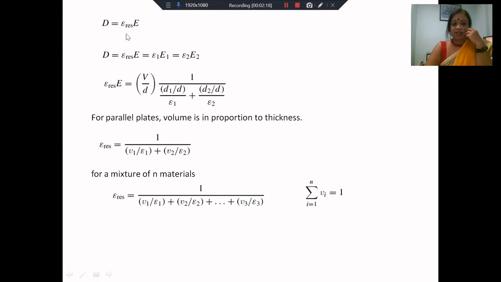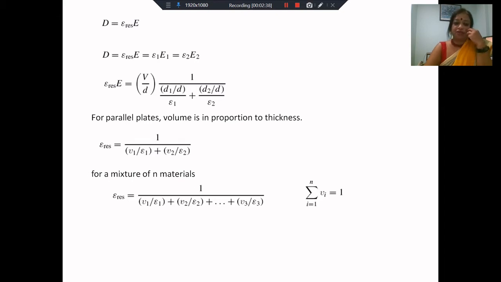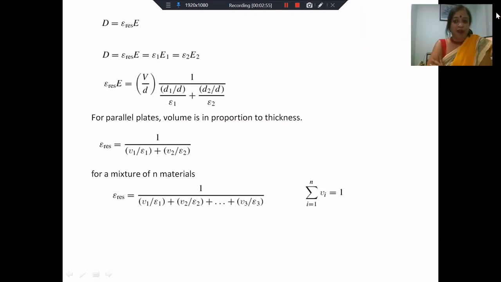We also have discussed how to calculate the resultant permittivity of a multi-dielectric layer system. For parallel plates, the volume is proportional to thickness, and therefore the resultant permittivity of the composite material for a two dielectric system is 1 by V1 by epsilon 1 plus V2 by epsilon 2. For a mixture of n materials, the resultant permittivity is 1 by V1 by epsilon 1 plus V2 by epsilon 2, and so on up to Vn by epsilon n, where the summation of Vi is equal to 1, which means the Vi's are not the volumes but rather the volume fractions. So V1 is the volume fraction of the first material with respect to the total volume of the composite dielectric.